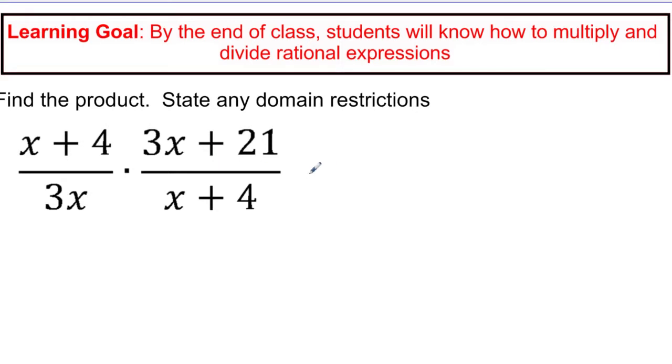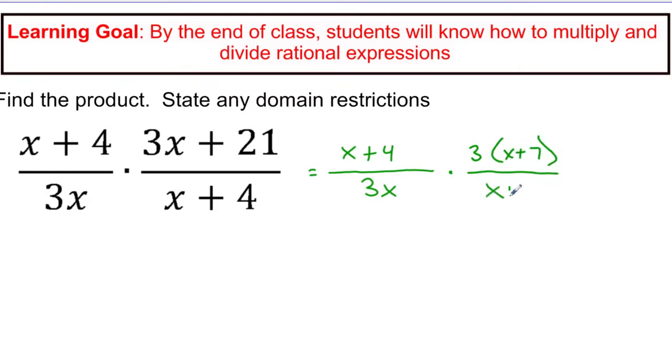So instead, what we're going to do is look at each of these expressions and say, can I factor it? X plus 4 does not factor. It is a linear binomial. 3x also does not factor. It is a linear monomial. 3x plus 21 does factor, though, because it has a GCF in it. So I'm going to remove that GCF and turn it into 3 times x plus 7. And again, that x plus 4 does not factor.